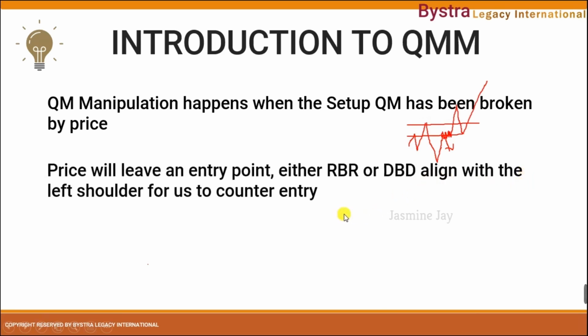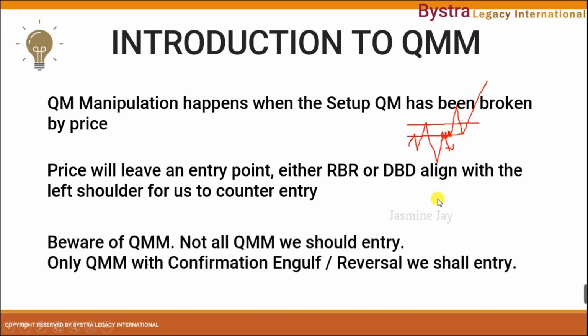As I said earlier, price will normally leave an entry point, either a rally base rally at this point, or drop base drop if you want to sell, aligned with this left shoulder, for us to counter entry when price comes back to this area, this rally base rally here, and will go up. So we have to be aware of QMM. Not all QM manipulation should we enter. Only the one which has the confirmation of engulf or reversal, then only can we enter.